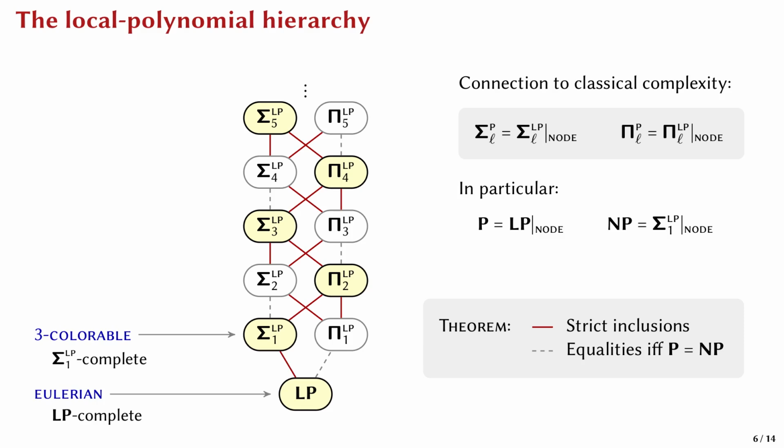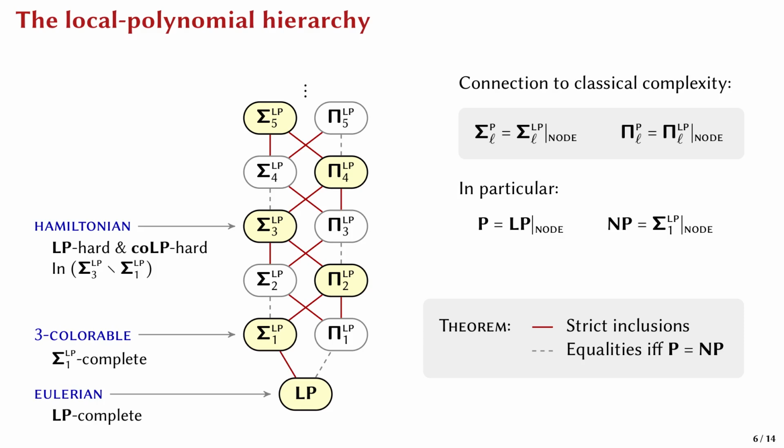And by the way, this can be shown via Fagin's theorem. Then a little higher in the hierarchy, we have Hamiltonicity. This is both LP hard and co-LP hard, but I don't know exactly where it lies in the hierarchy. I have only an upper bound of sigma 3 and a lower bound of sigma 1.